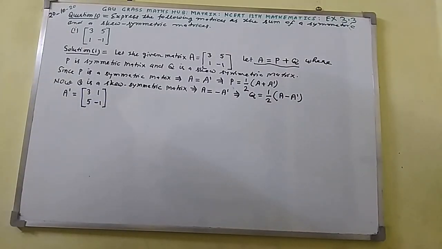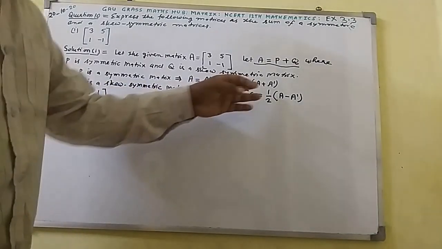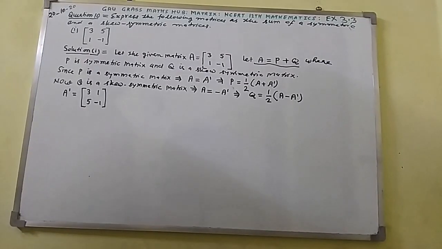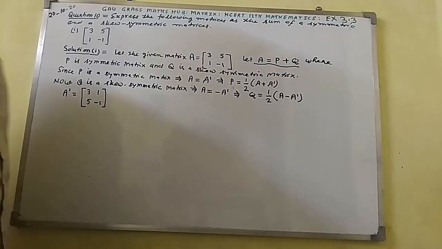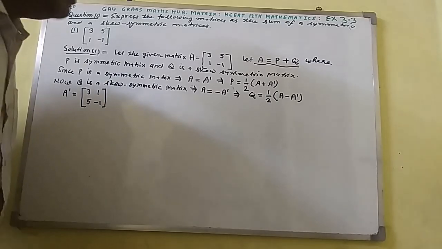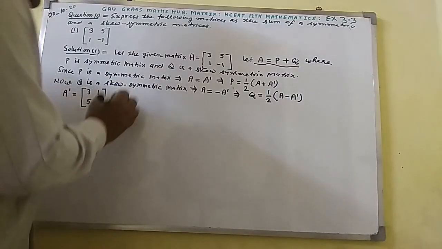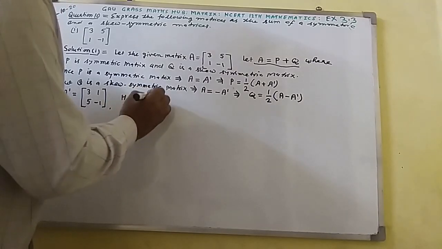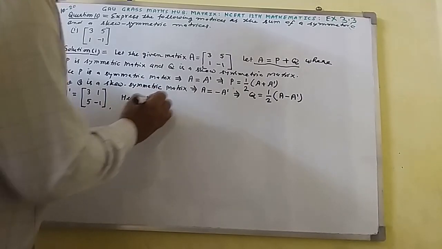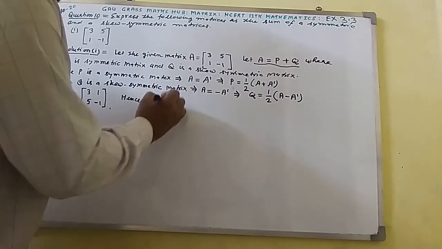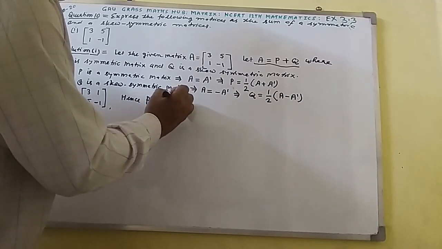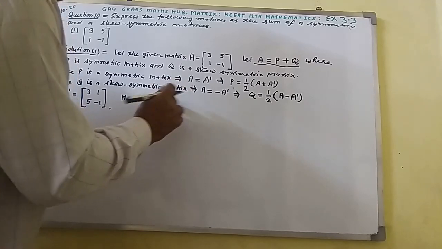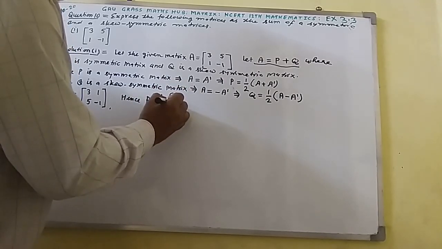Now what to do next? Now I shall get the value of P here. Now the value of P will be, hence, P equal to 1 over 2. Now I shall write the formula. I shall open a curly bracket here. This is the curly bracket.